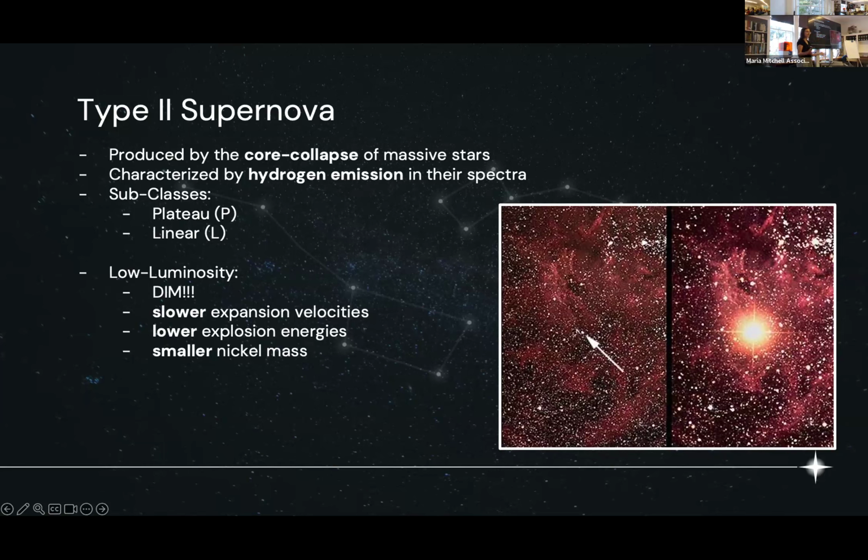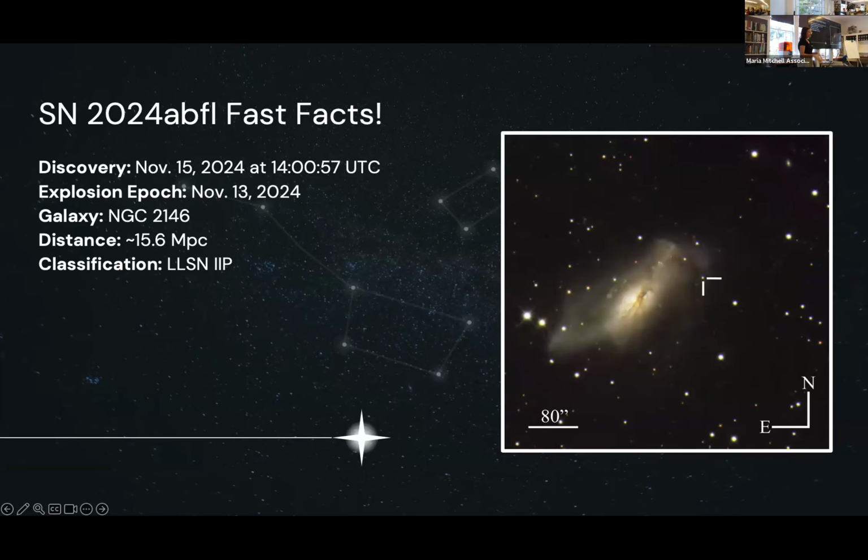We've got type 2P, or plateau supernovae, where their brightness stays roughly constant before rapidly dropping off. Then you'll have type 2L, or linear supernovae, which show more of a gradual decline after reaching their peak. We can also have low luminosity type 2 supernovae. These are really dim events, and they only make up about 5% of type 2 supernovae. When compared to their more luminous counterparts, they have slower expansion velocities, smaller explosion energies, and lower nickel masses.